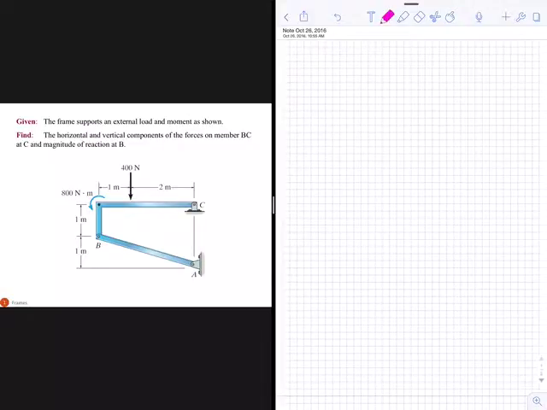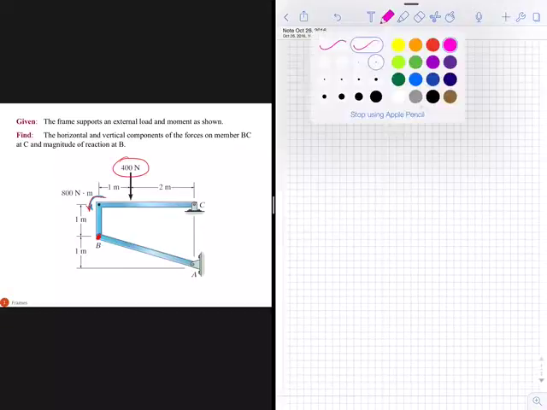So here we have a frame supporting some external loads in a moment as shown. So we've got the 400 newtons here and an 800 Newton meter external moment applied at this little point on the corner. And the question asks us to find the horizontal and vertical components of the forces on member BC at C and the magnitude of the reactions at B. So we're looking for the reactions at B right here and just its magnitude, and we want to know the horizontal and vertical components of the reactions at C, basically.